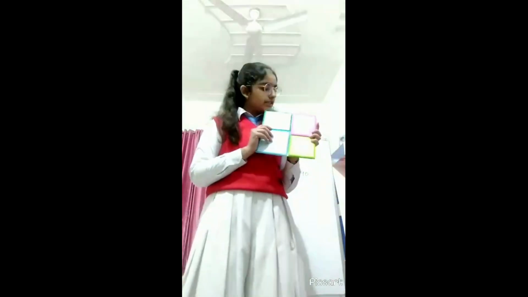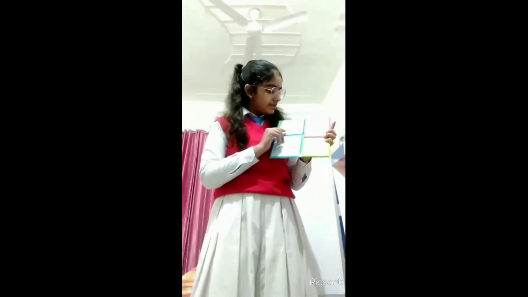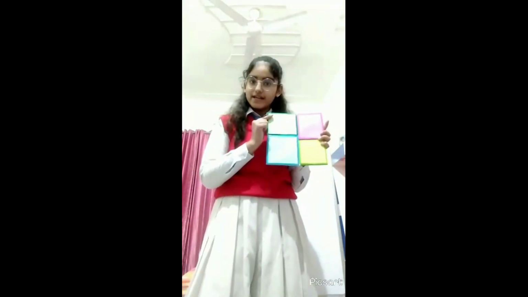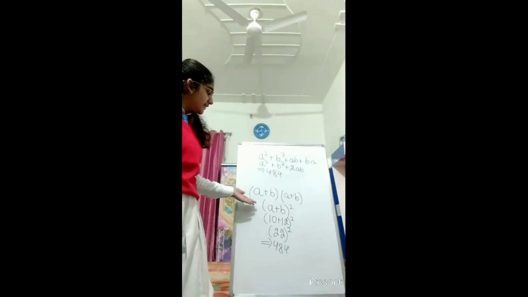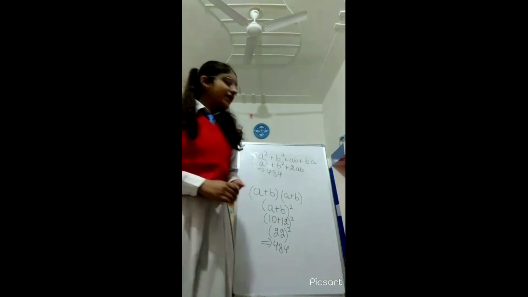Now I have joined all these figures together and we get a square shape with each side that is 10 plus 12, 22 cm each. And we'll find its area. Its area will be a plus b into a plus b. And on putting the value of a and b, that is 10 and 12, we'll get the answer 484, which is equal to the answer we got earlier.